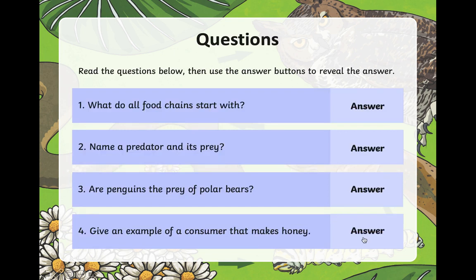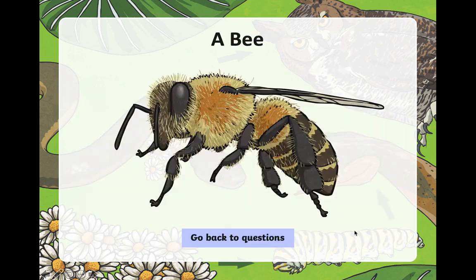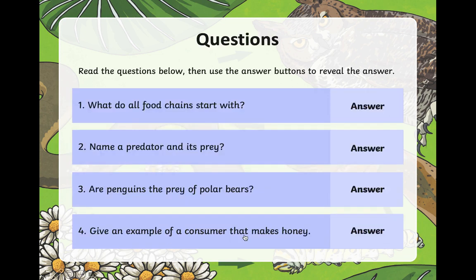Okay. Now let's give an example of a consumer that makes honey. Consumer that makes honey. Bees, right? So they're consumers because they consume plants. Okay, they live off of the flower pollens and they make honey.